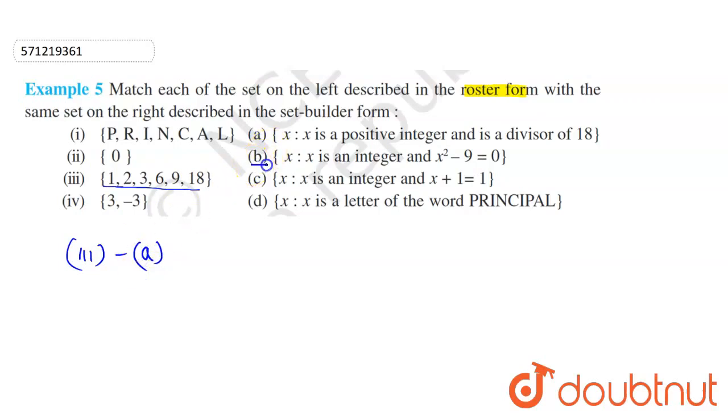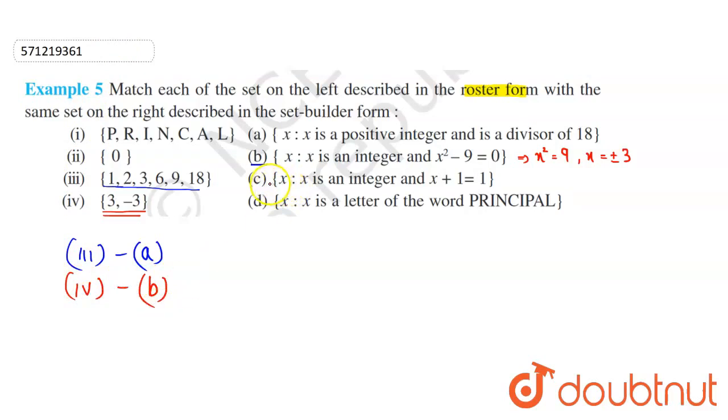Okay. Now coming to B. So B states that x is an integer and x square minus 9 is equal to 0. So if I take 9 to the right side, this will be x square is equal to 9. So if I take the square root of this, this will be x is equal to plus minus 3. So x is an integer and x is equal to plus minus 3. So that means this fourth part will be matching to this B part. Okay. So we can write this as fourth is matching to B.